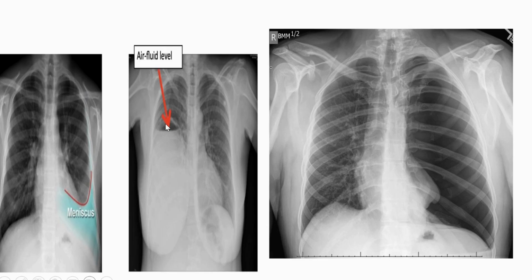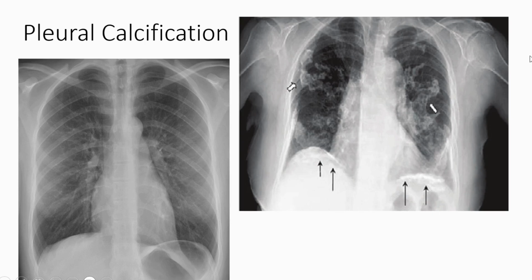If fluid and air both accumulate in the pleural space, it is called hydropneumothorax, and this is denoted by this straight line called air fluid level. This is the hydropneumothorax. If there is no such straight line or fluid accumulation within the pleural space, only air, then it is called pneumothorax. So it appears as a completely lucent area within the hemithorax.